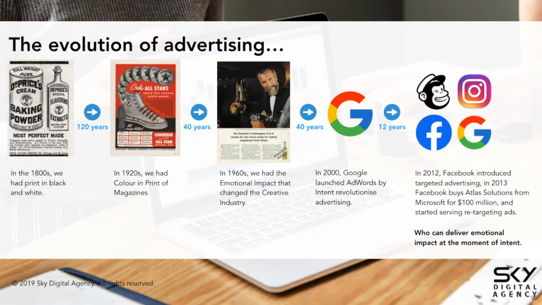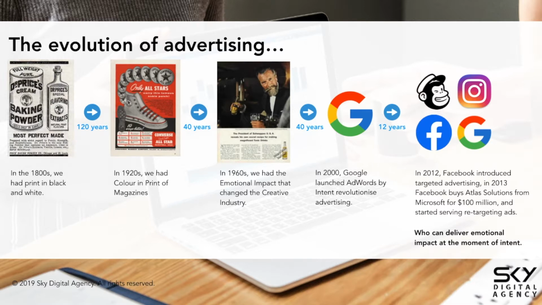And as you know, they started launching games, and that's how they knew more about us, partly because of the details that we have and our engagements with different types of games or even different brands. So moving forward is about who can mix social media and Google together and deliver the emotional impact at the moment of intent.